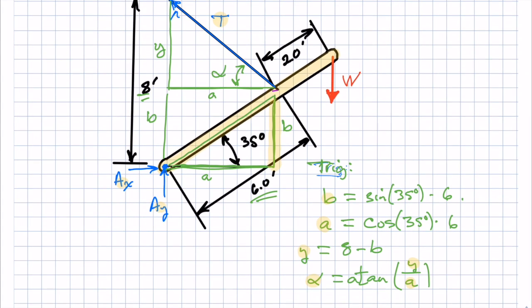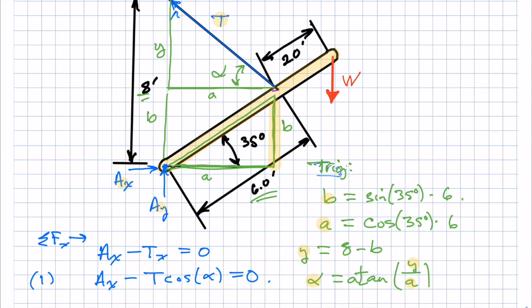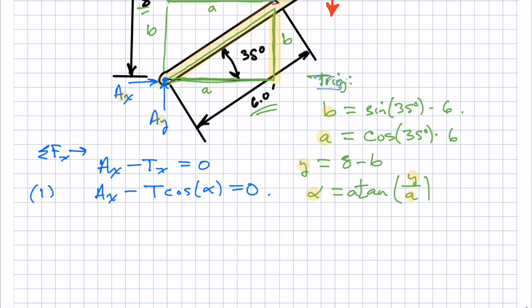Okay, so the next step is sum of forces in the X direction, where moving to the right is positive. Alright, so I see an AX, and the only other component working in the X direction is the TX. So that would be T cosine alpha. So there's an equation. One equation, two unknowns. Alright, so we need more equations.